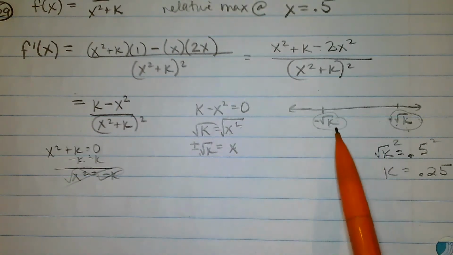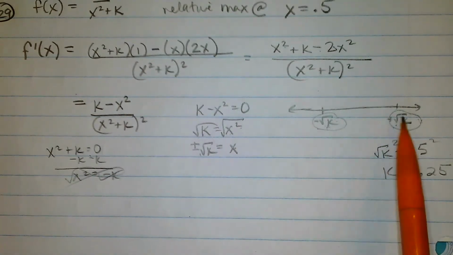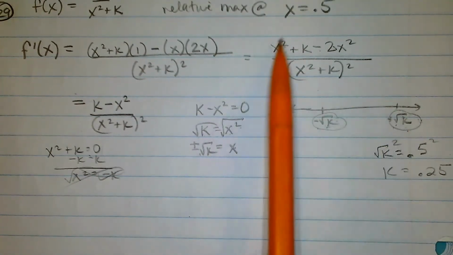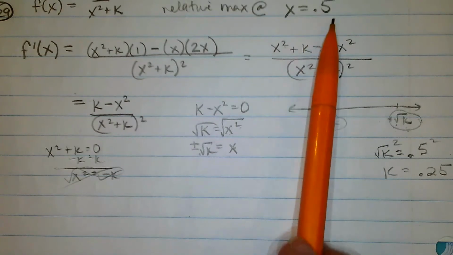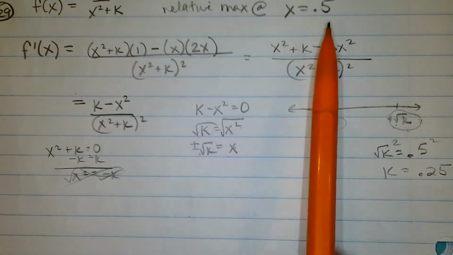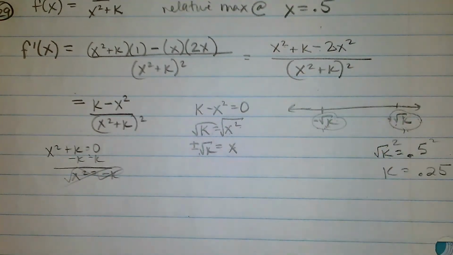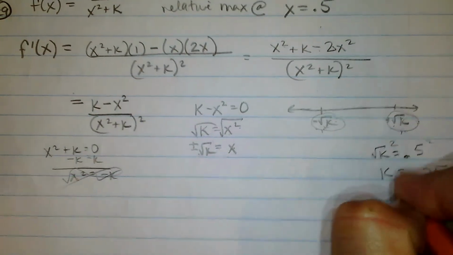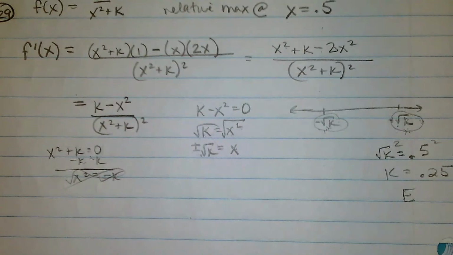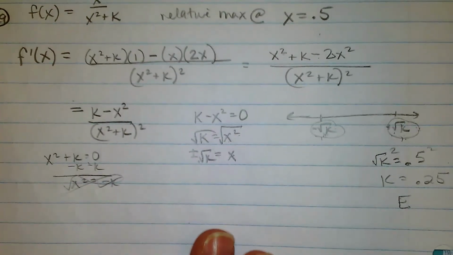Yeah, so either this is your relative maximum or this is your relative maximum. And they were telling us that that had to happen at 0.5. So this value equals 0.5 or this value equals 0.5. In either case, you're going to get k equals 0.25, and that's option E. That came together a little bit faster than I was expecting.